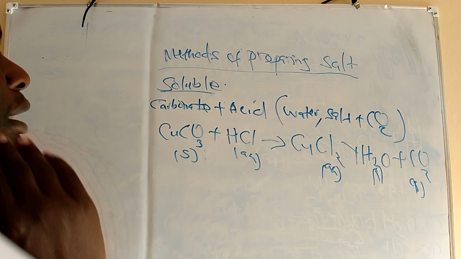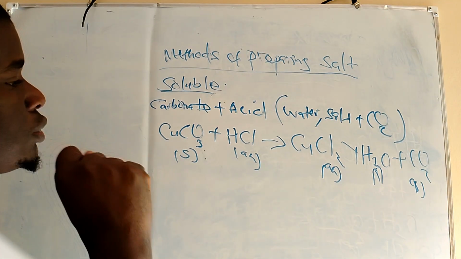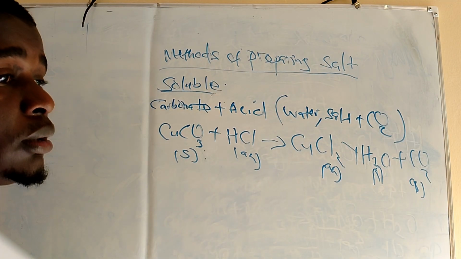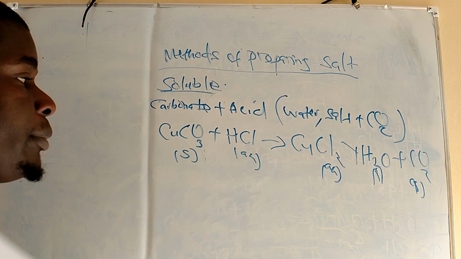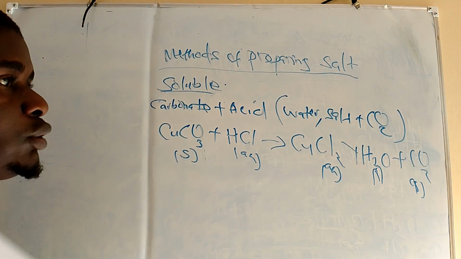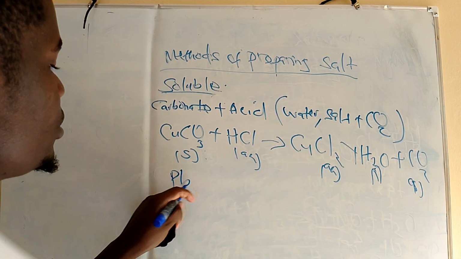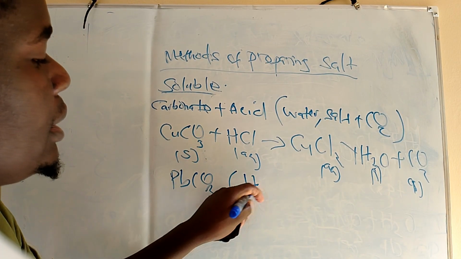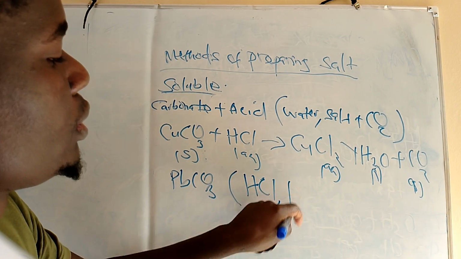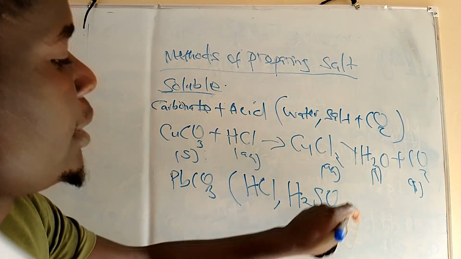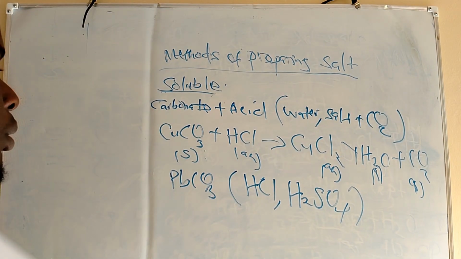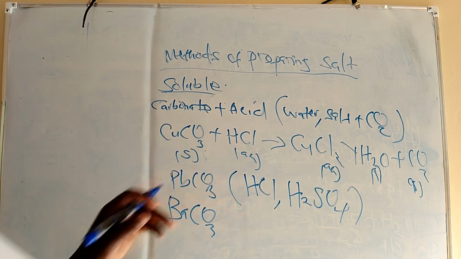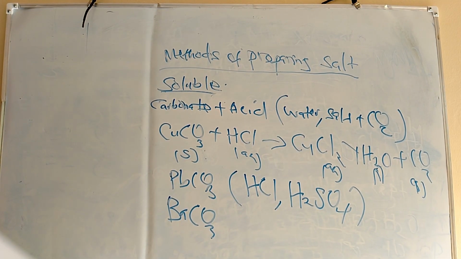When we say a carbonate and a suitable acid, we mean that you cannot use calcium carbonate with dilute sulfuric acid to prepare soluble salt, because we all know what will happen. You cannot use lead 2 carbonate with these two acids, dilute HCl and also dilute sulfuric acid. Why? Because they form insoluble salts. We have also others like barium carbonate, which you cannot use with dilute sulfuric acid.